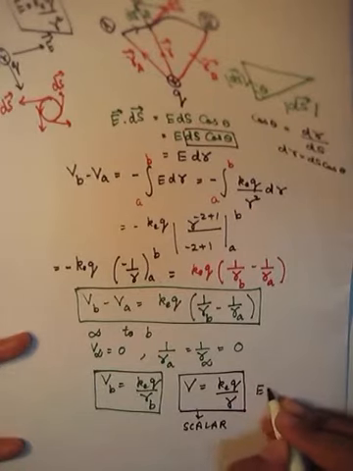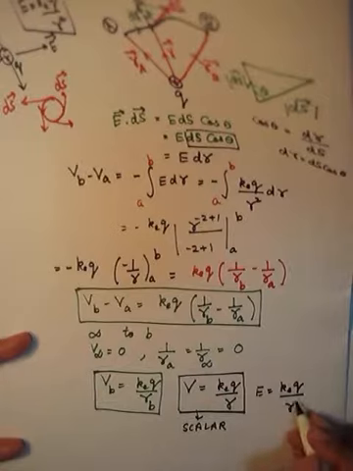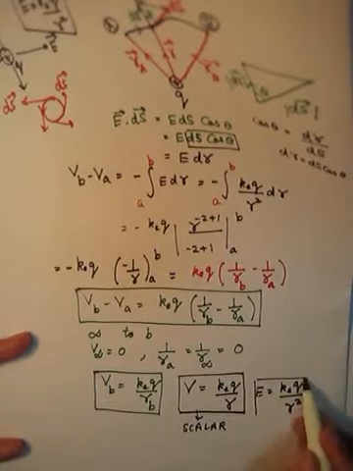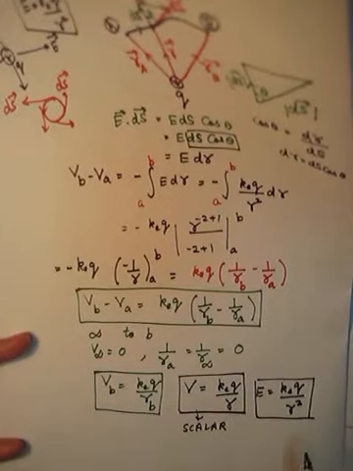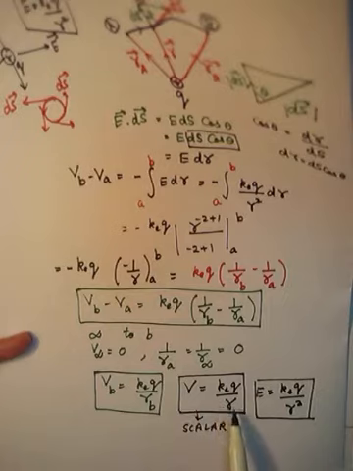While do not confuse it with this expression, which is the expression for electric field. The only difference between these two expressions is that the electric field is dependent on the second power of R, and here potential is dependent on the first power of R, inversely dependent. Okay.